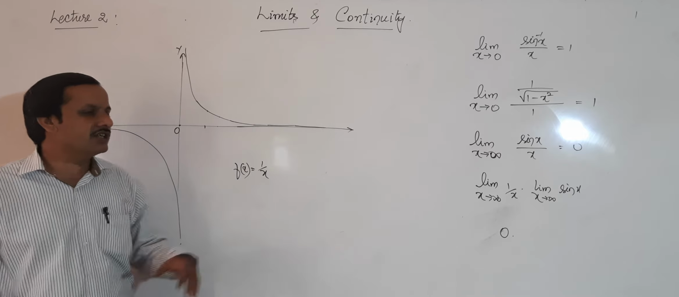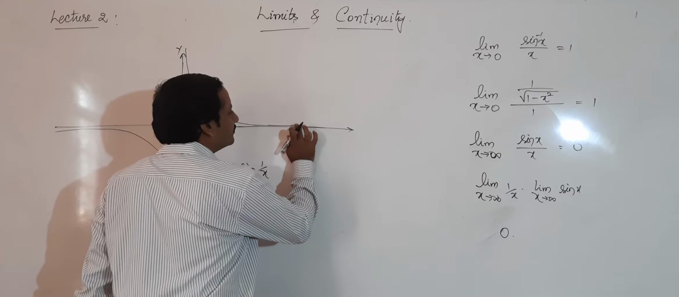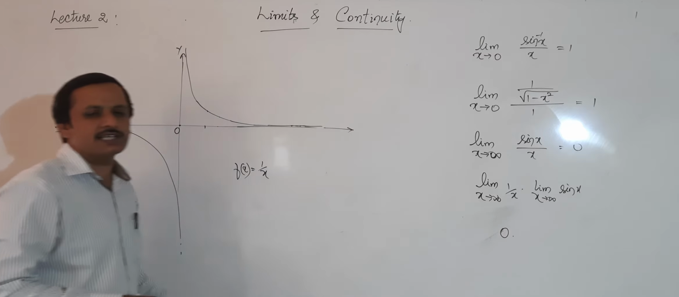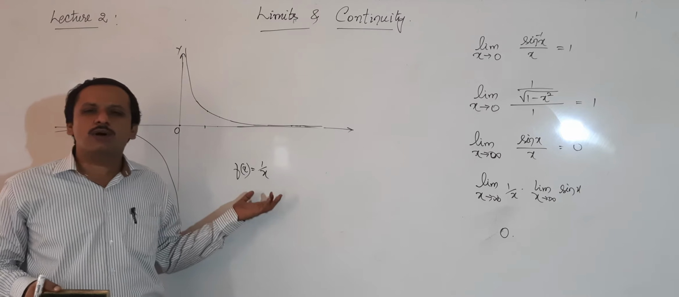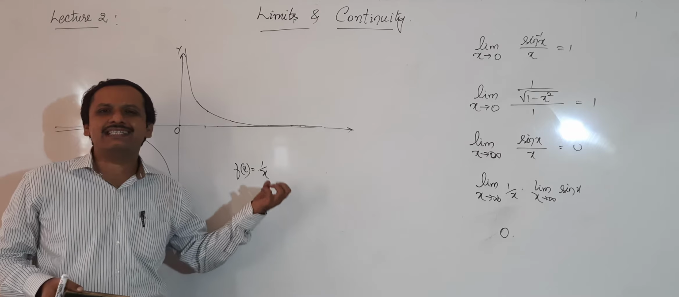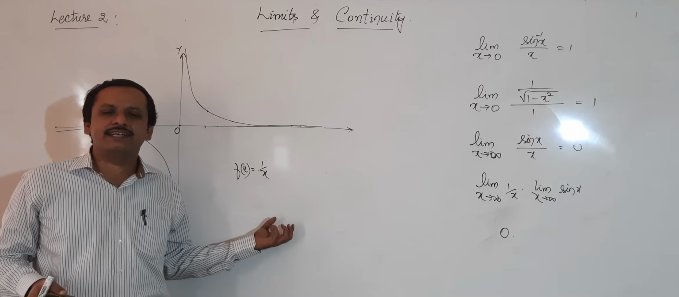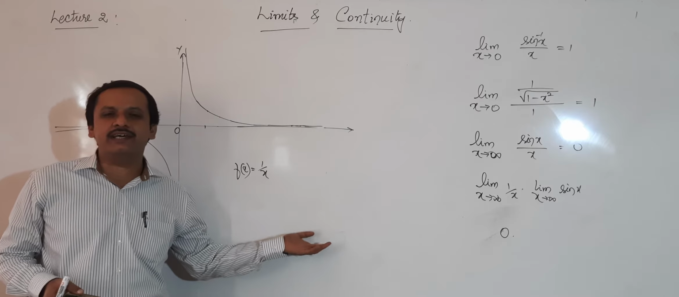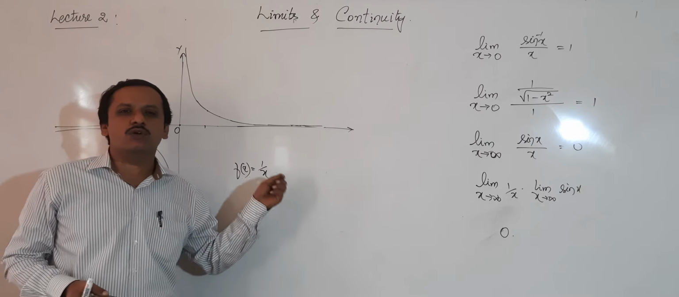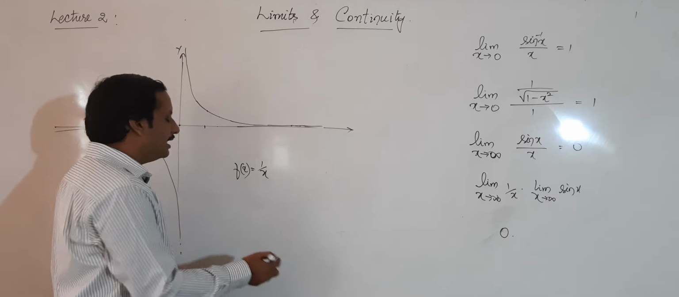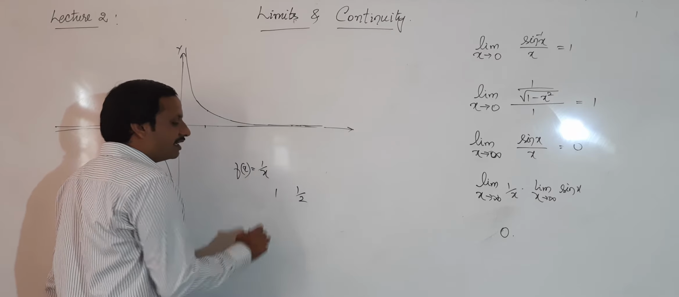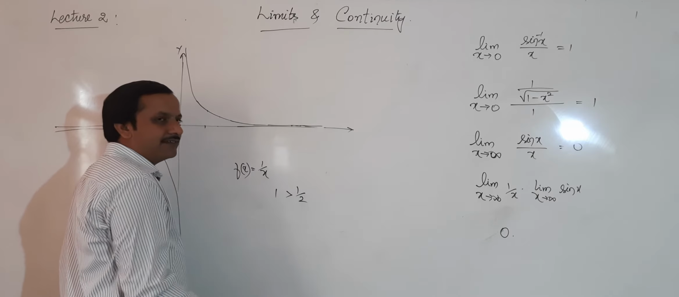So as x tends to infinity, this graph does not touch the x-axis, it is very close to the x-axis. As I increase the value of x, larger the denominator, lesser the value of the fraction. As I increase the denominator, the value of this fraction goes on decreasing. See, if I put x as 2, I am getting 1 by 2. If I put x as 1, we get 1. You will see that 1 is greater than 1 by 2, right?